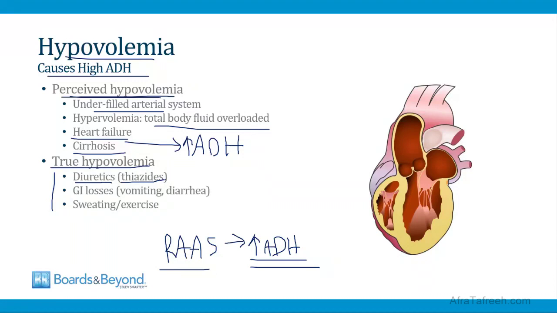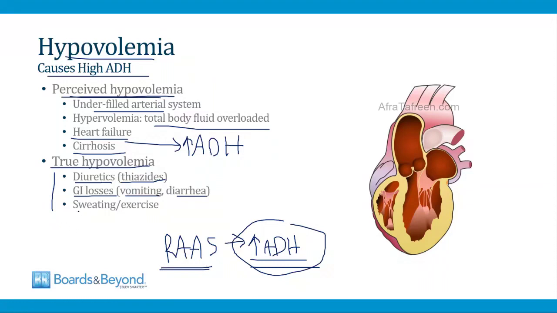So you get high ADH levels and very vigorous water reabsorption by the kidneys in patients on thiazide diuretics, and that's a perfect setup for hyponatremia. Patients with GI losses of volume, for example, patients who are vomiting or who have diarrhea, these patients will have high levels of ADH from the RAS, and therefore if they drink free water, they easily become hyponatremic.